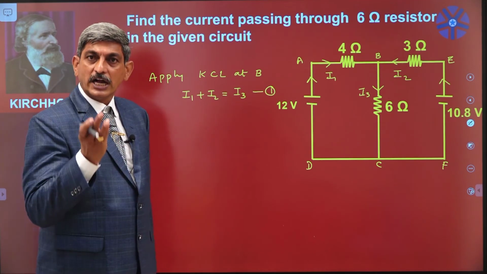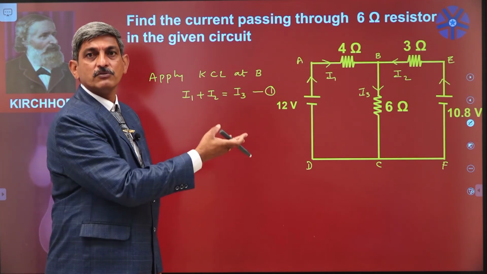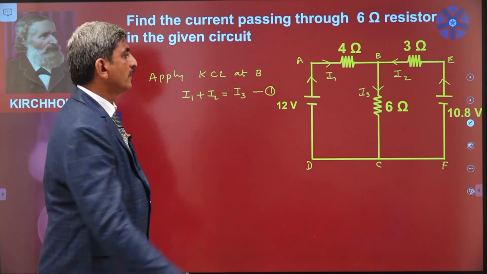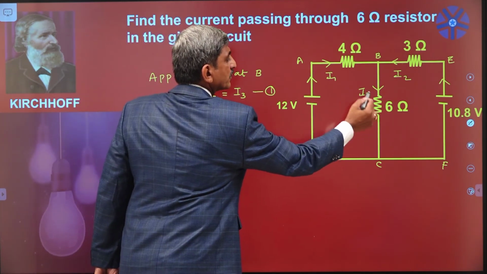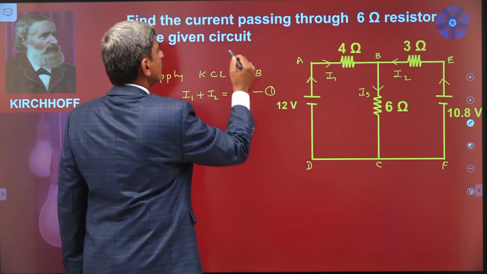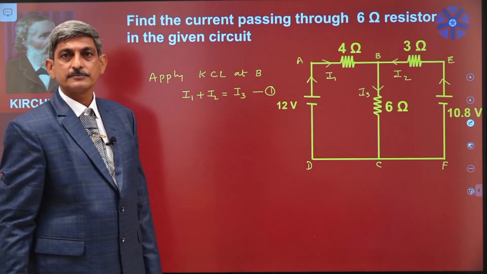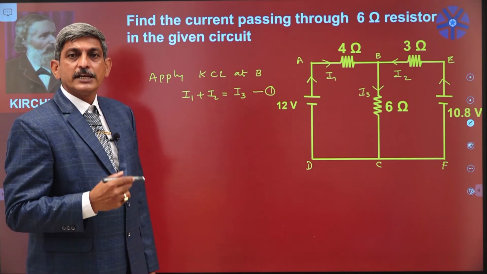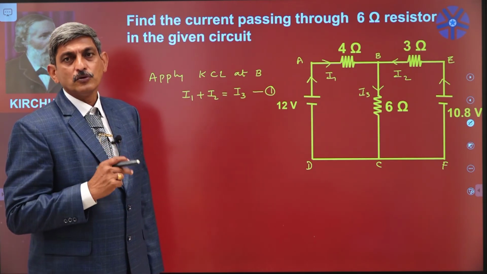So if you know the I1 and I2 values, automatically we will get the I3 value. So there are only 2 independent currents. Now we want to find out the current passing through the 6 ohm resistor in the problem, that is, we have to find out the I3 value. Now I am going to apply Kirchhoff's voltage law for 2 loops.